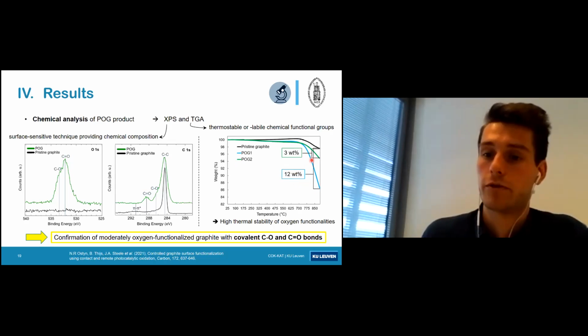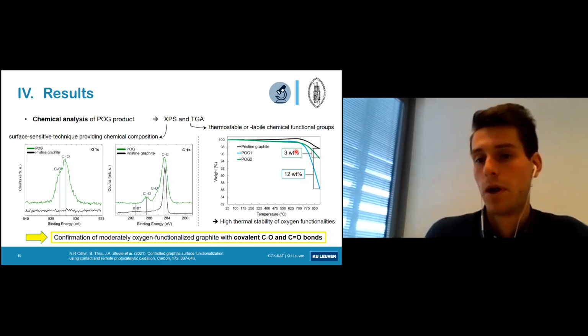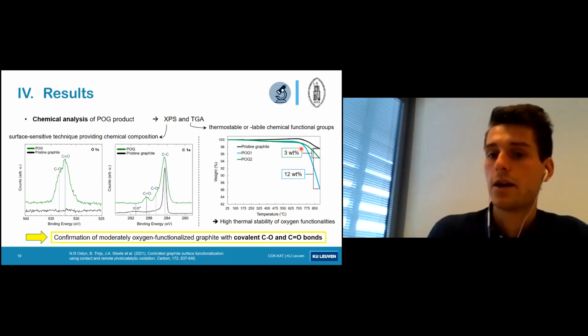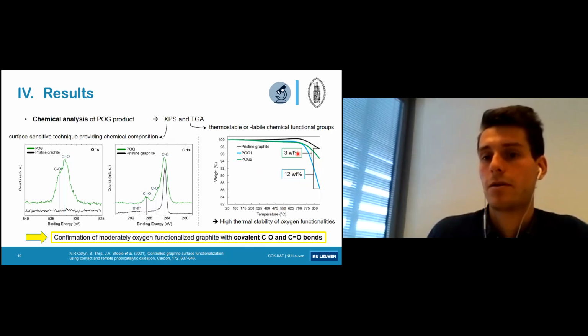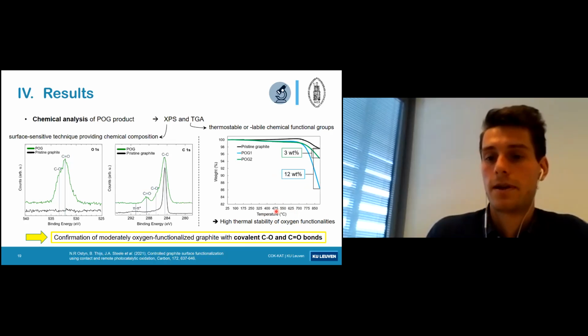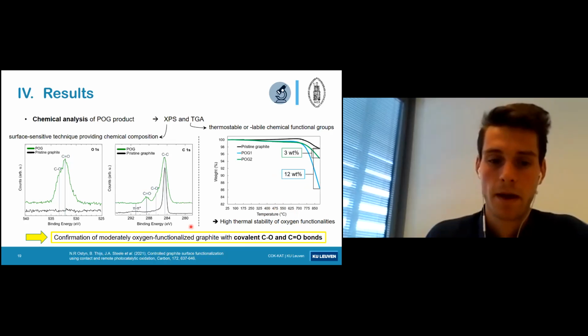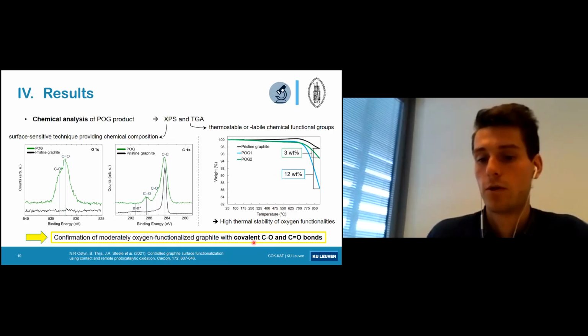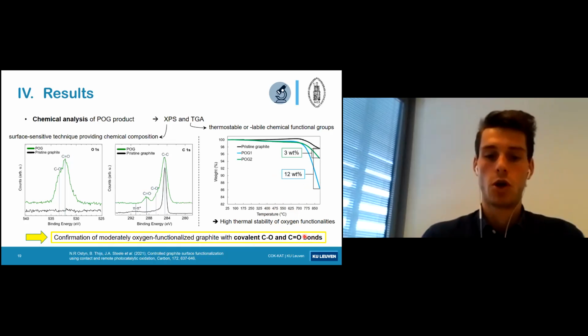So this is also a confirmation of the oxygen functionalization, but it still shows that the temperature stability is very high compared to other graphite oxides or more harshly oxidized graphite materials like in the Hummers oxidation method, which is actually ideal for our electrocatalyst application. So we have a moderately oxygen-functionalized graphite with covalent C-O and C double bonded to O bonds.